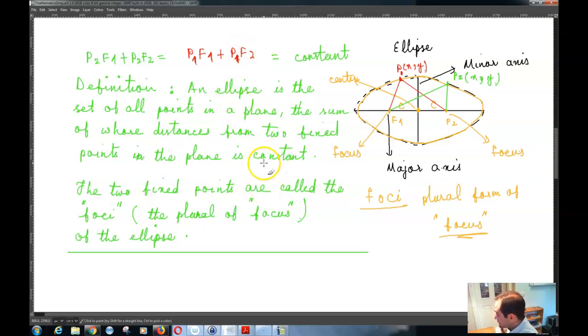Now the constant, which is the sum of the distances of a point on the ellipse from the two fixed points, is always greater than the distance between the two fixed points. So there is something over here that will of course help you in at least many of these exercises. And there is a note.